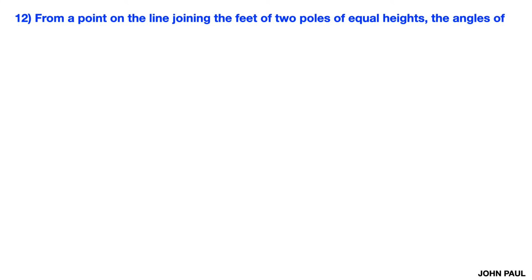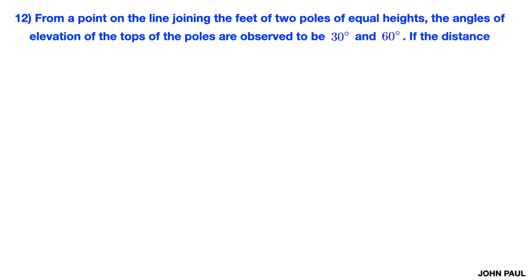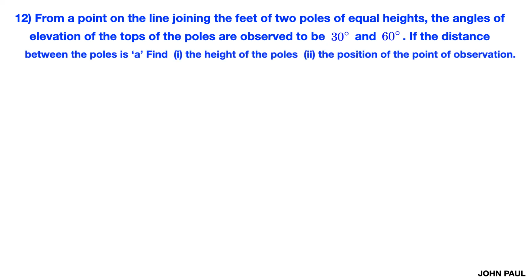Next problem. From a point on a plane joining the feet of two poles of equal height, the angles of elevation of the tops of the poles are observed to be 30 degree and 60 degree. If the distance between the poles is A, find the height of the poles and the position of the point of observation.